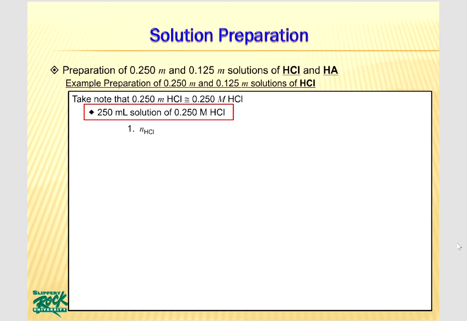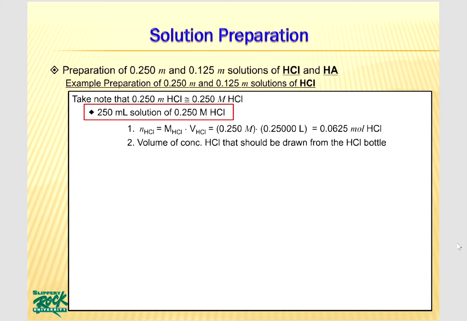The number of moles of HCl to make the solution can be easily found out by multiplying the molarity of HCl by the volume of the HCl solution, that is 0.250 molar times 0.25000 liters, which equals 0.0625 moles.